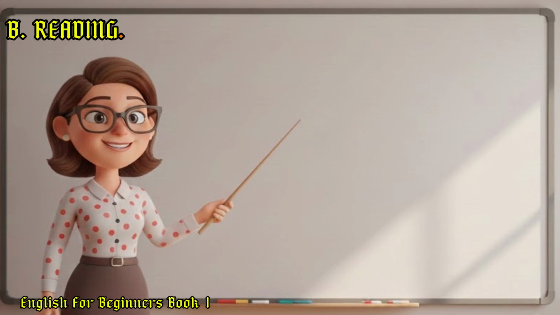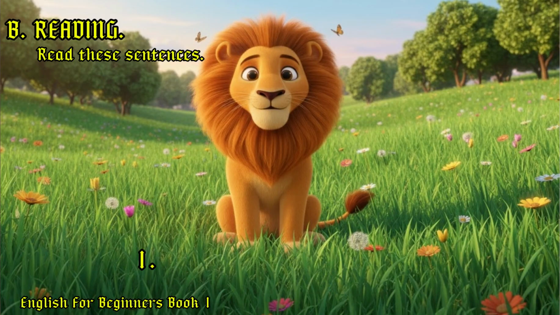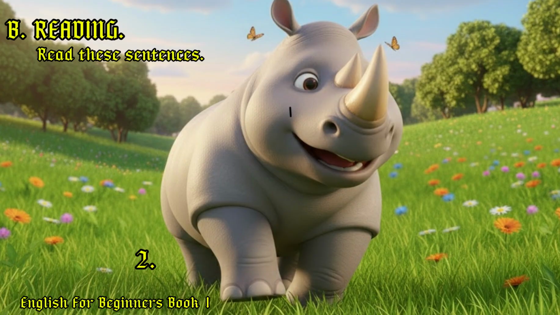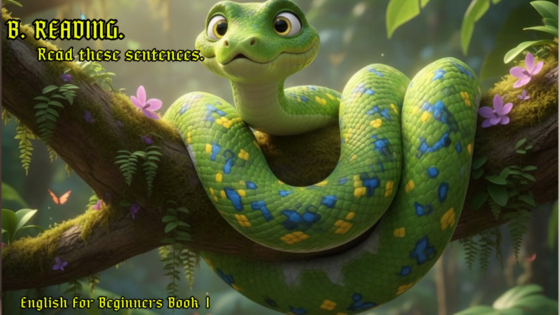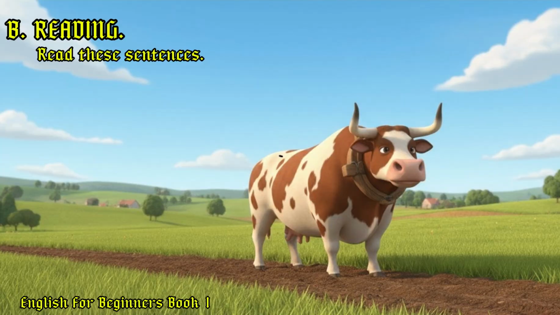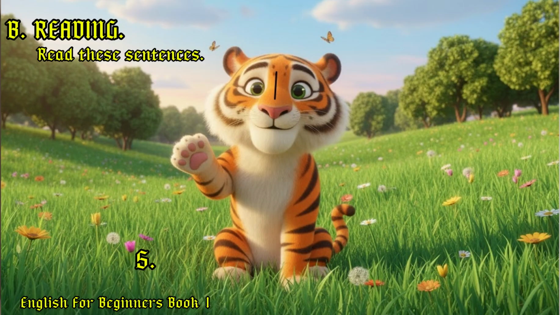B. Reading. Read these sentences. 1. That is not a tiger. 2. That is not an elephant. 3. That is not an eel. 4. That is not a lion. 5. That is not a gorilla.